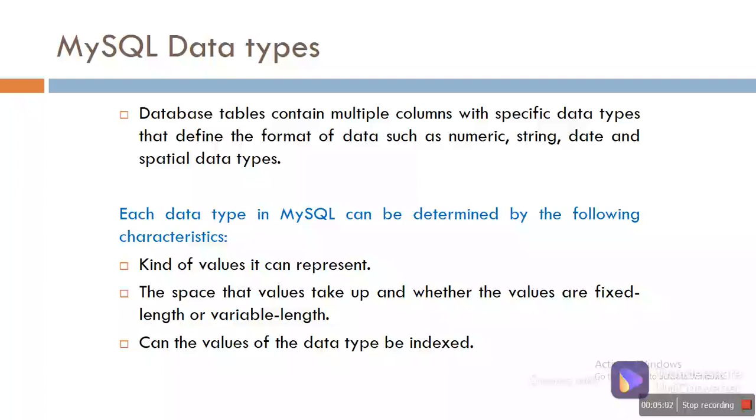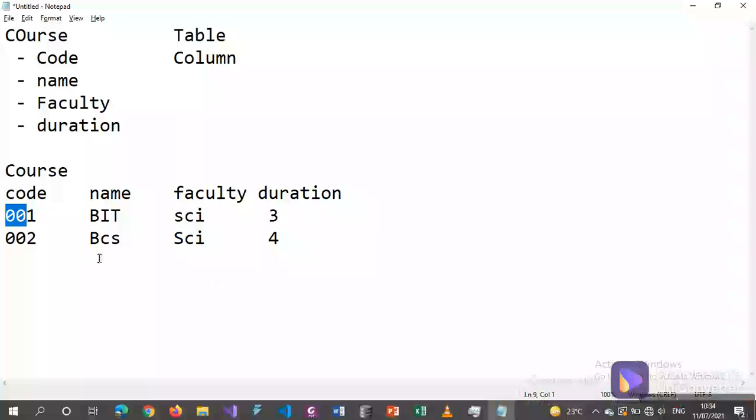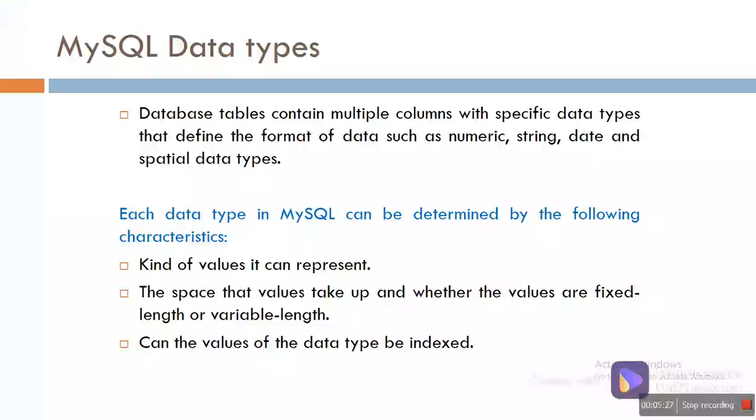So these are the different categories of types of data that our data could be in. Each data type in MySQL can be determined by the following: the kind of values it can represent. Just like we have here, which kind of values are they going to be? Some characters or a combination of numbers and strings? Is it going to be a date? Is it going to be an image? Which kind of value are you representing?